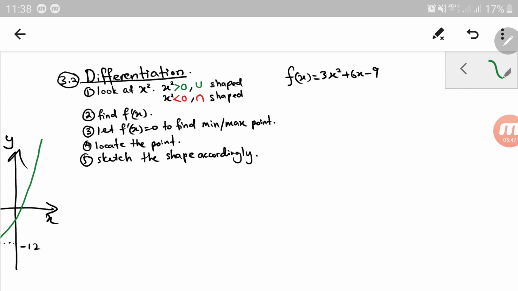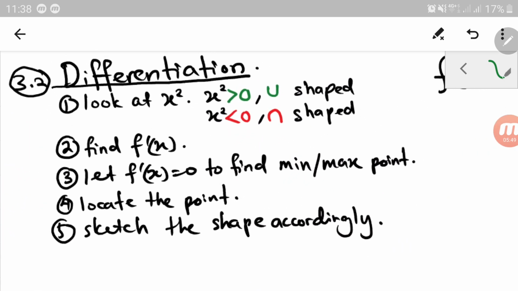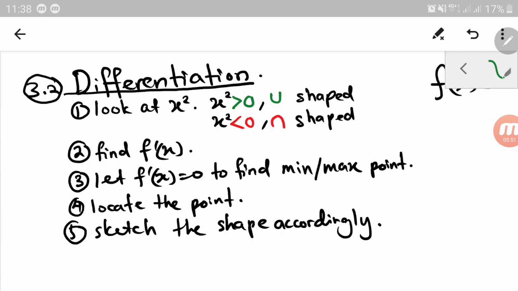Now let's have a look at how to sketch by applying knowledge of differentiation. First, we look at x squared. If the coefficient of x squared is greater than 0, then it's a smiley shape. If it's less than 0, then it's a frown shape.